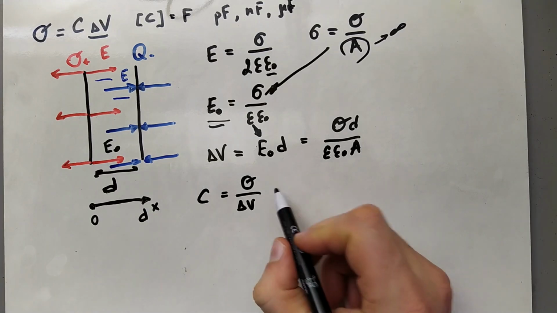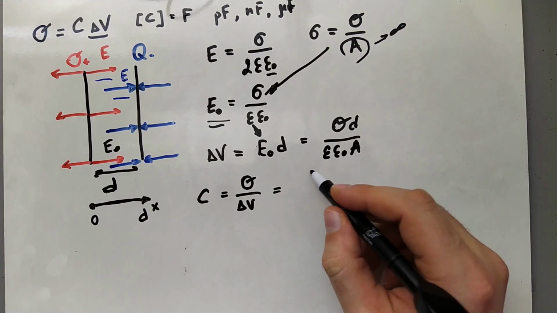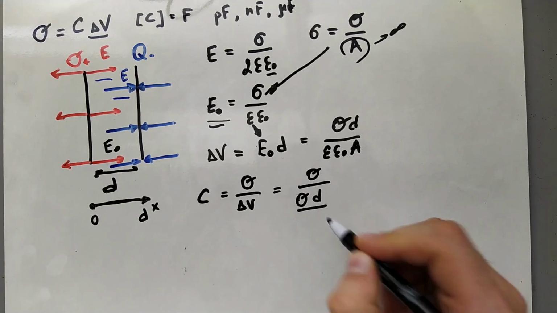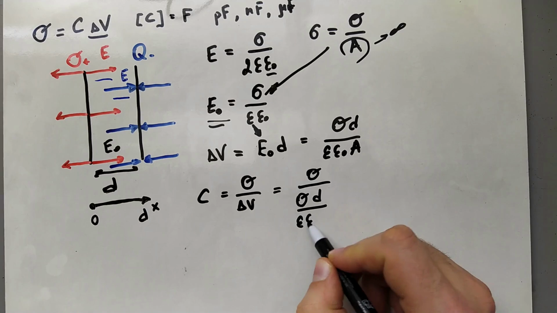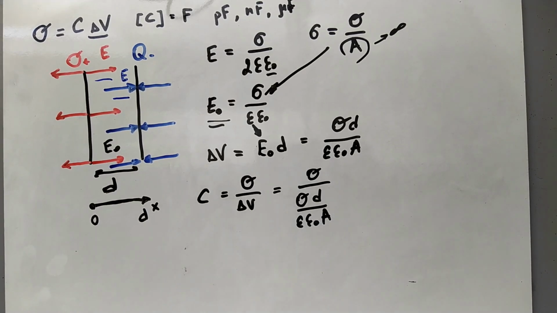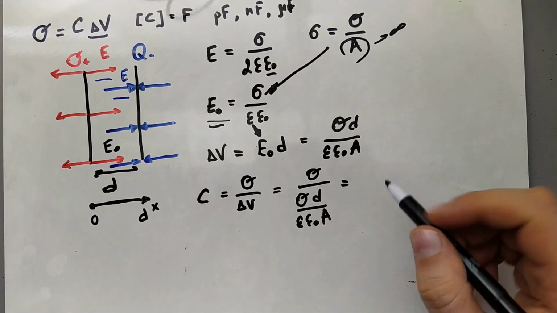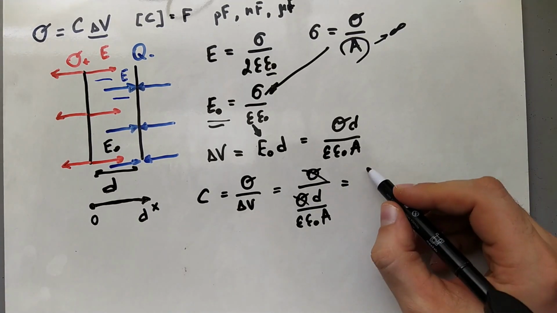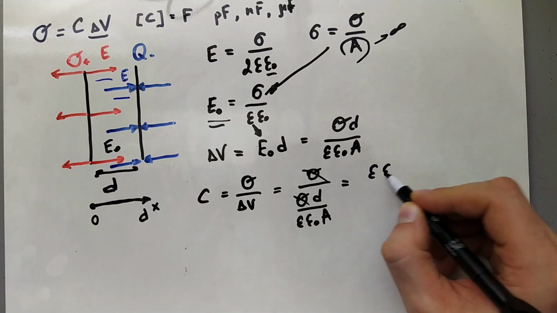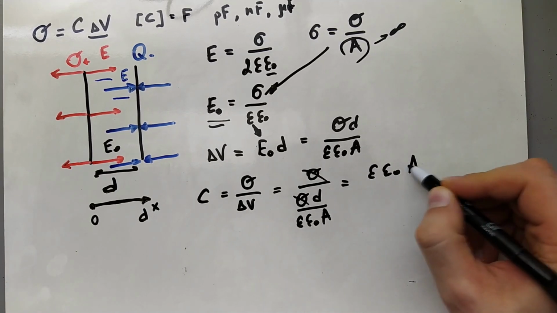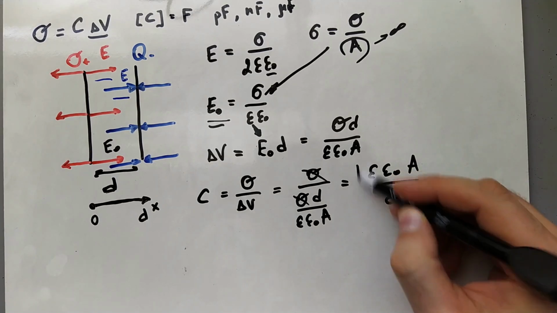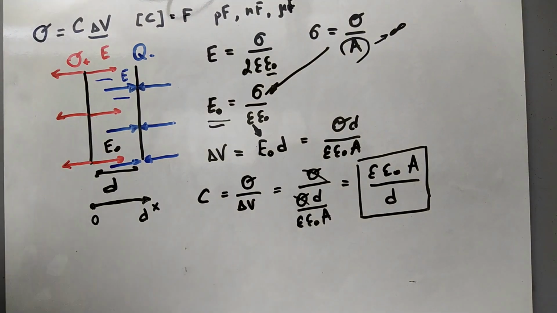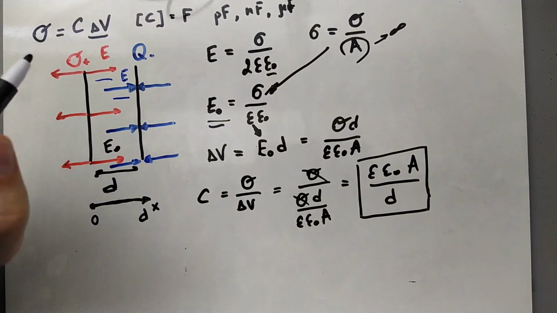So now we have Q divided by Q times D, and that is divided by epsilon naught times A. After rearrangement and cancelling the total charge, we will get the final expression: epsilon naught times A divided by D. So this is a well-known expression for the capacitance of a parallel plate capacitor.